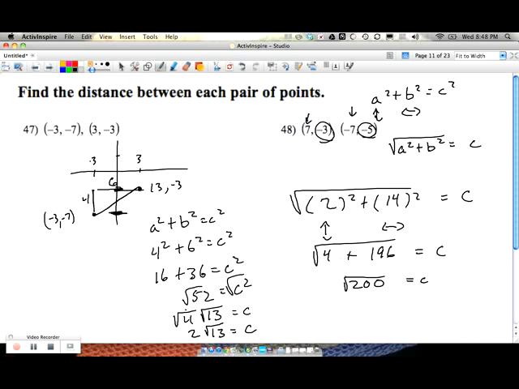I'm still square rooting it. But the square root of 200 is really 100 times 2 if I were to split it up into two factors. And the square root of 100 is 10. So 10 square root 2 equals c. Or our distance. This is our distance, because that's what we're finding. Remember, distance, Pythagorean theorem, same difference.